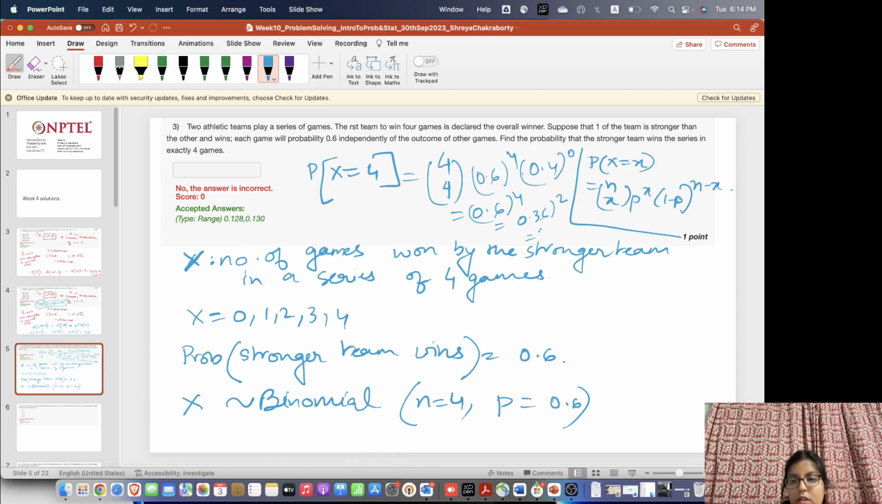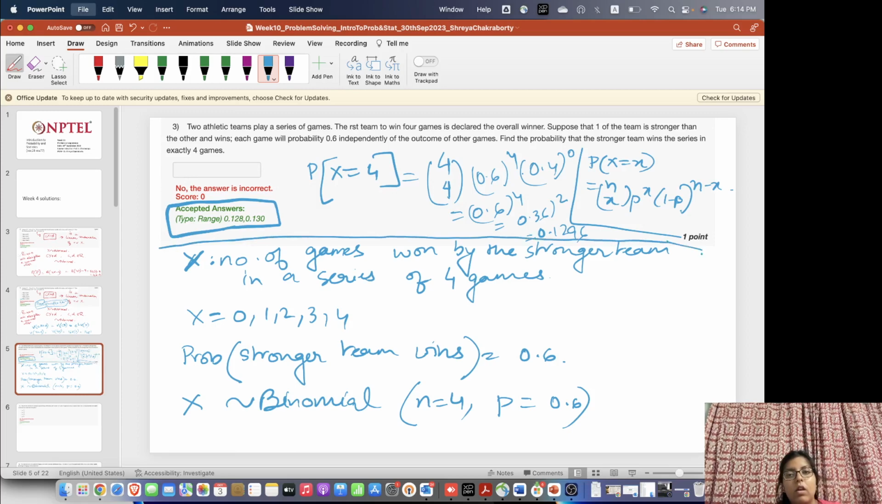So this would be 0.1296. Okay, so anywhere if you put your answer between this range, you would have gotten a +1. All right, so next we'll move on to the next one.